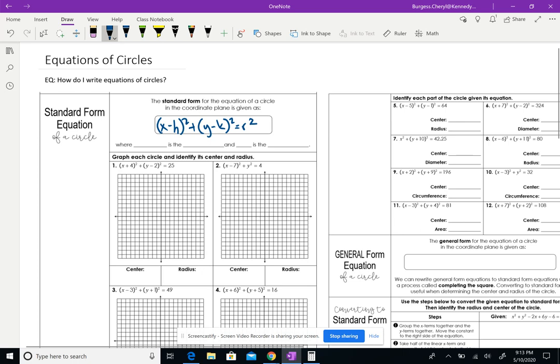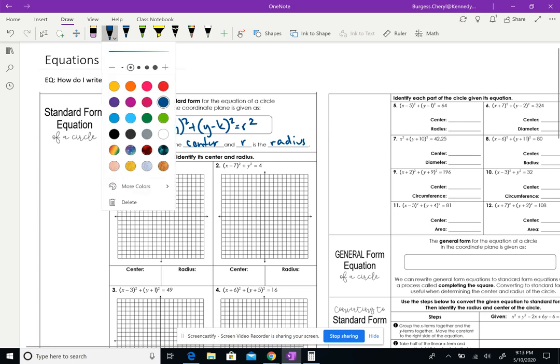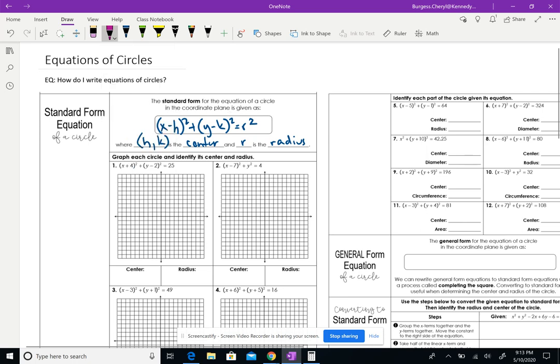This is kind of like vertex form, which is what you learned in algebra last year. So (h, k) is the center, and r stands for radius. We're just going to practice identifying the center and drawing the circle. It's not too difficult. In vertex form, you might remember this.